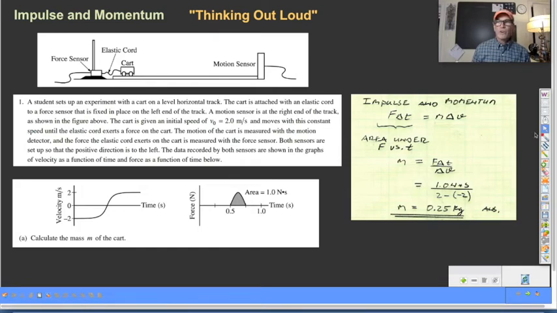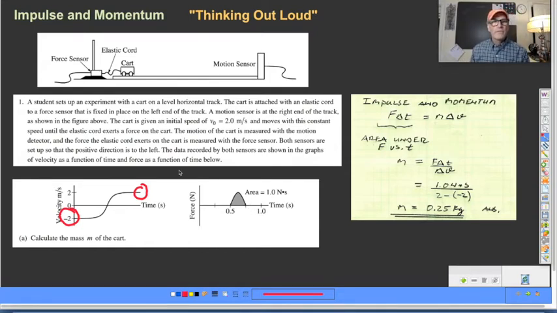So here's our velocity graph. It shows an initial speed of -2 meters per second. That's because we're moving toward the motion sensor. And then as we move away, just before we reach the end, we're going to reach a speed of 2 meters per second. The force graph shows a history of the stretch of the cord. Starts at 0, reaches the maximum, and then the cord returns to its natural length.